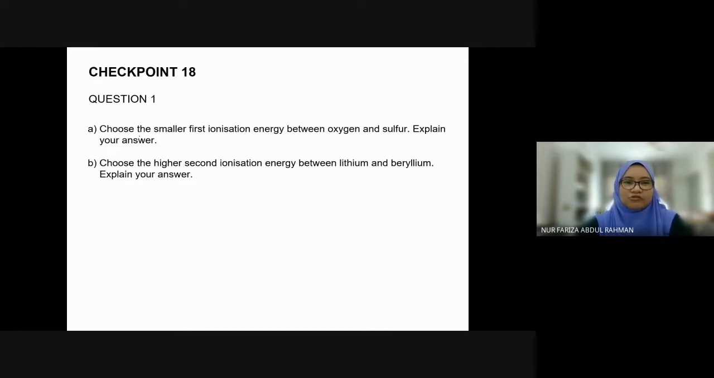Banyak pula soalan. Choose the smaller first ionization energy between oxygen and sulfur. Explain your answer. Okay, so we have talked about this so many times. Please remember the trend and anomalies. Oxygen and sulfur, both of them come from the same group, group 16. Maksudnya ini going down the group. Bila going down the group, the ionization energy is lower, they decrease. Why is that so? Because of the increase in n.